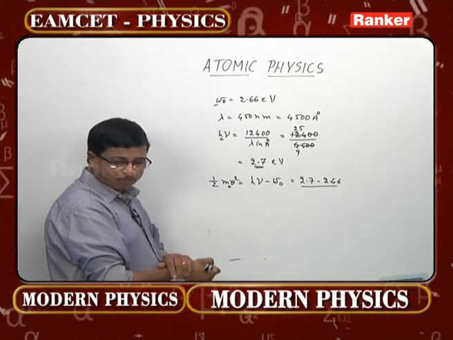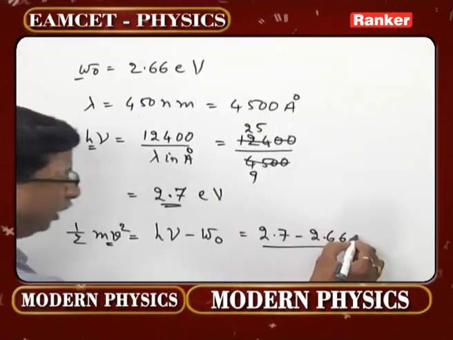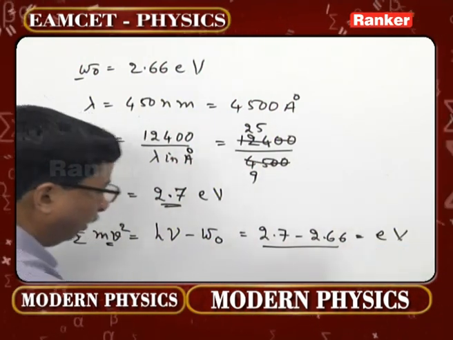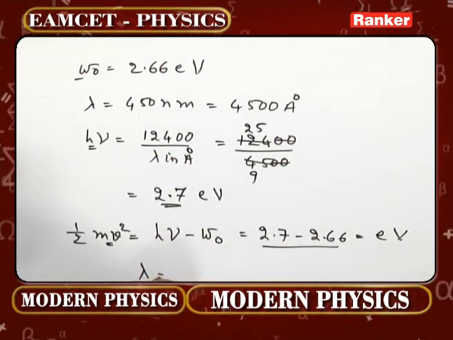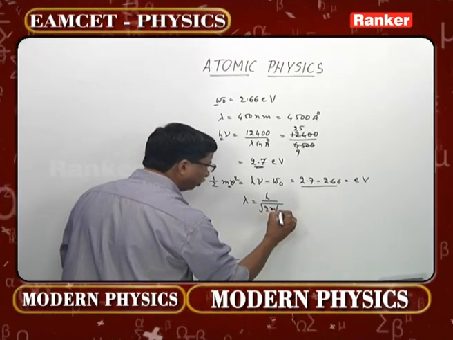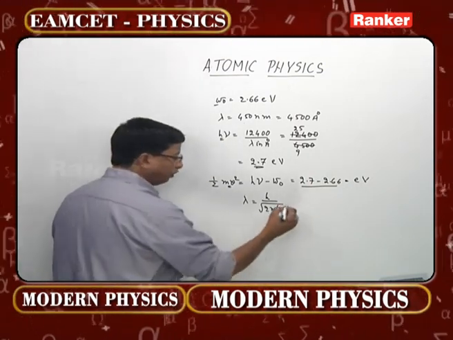But what is he asking? The de Broglie wavelength we want. So this kinetic energy, you can write in electron volt. Now, what is the de Broglie wavelength formula? h by root of 2m into kinetic energy. That is the formula.